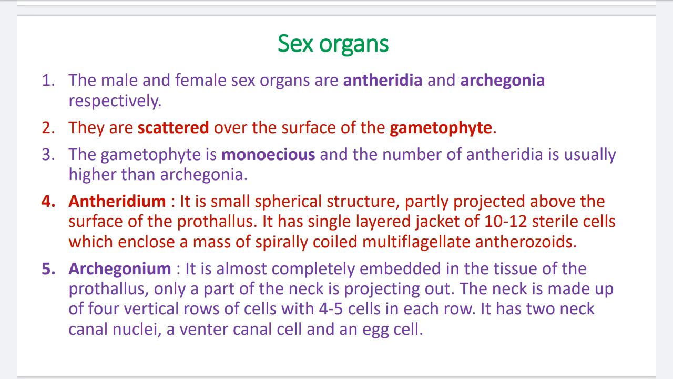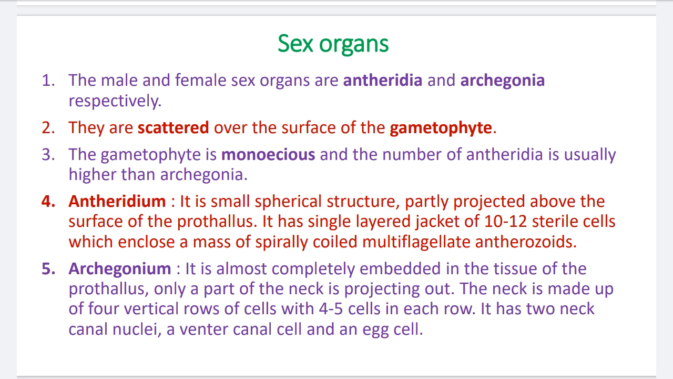Number 4, antheridium. It is a small structure. Why is it small? Basically, the prothallus is very small. Its length is maximum 20 centimeters. So ultimately the antheridia and archegonia are small.